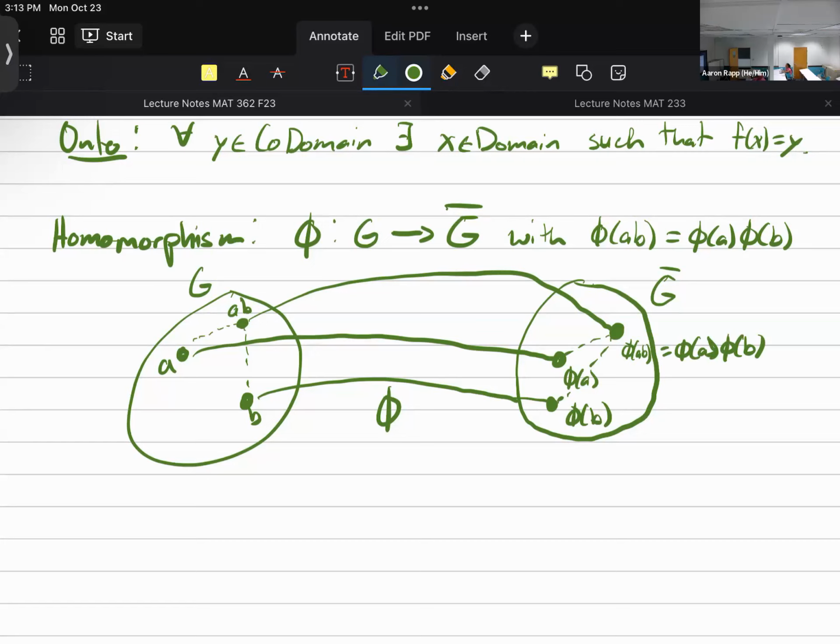So it doesn't matter whether I combine the two elements in this first group G and then map them over, or if I map them over individually, then in this other group combine them together. It should always become the same element. That's what it means to be a homomorphism.